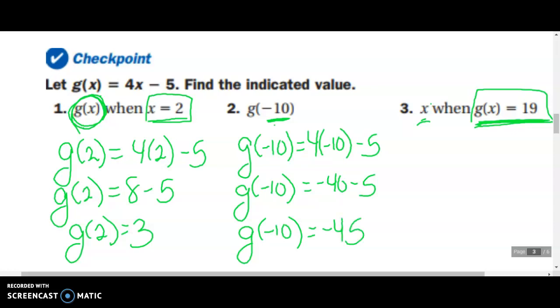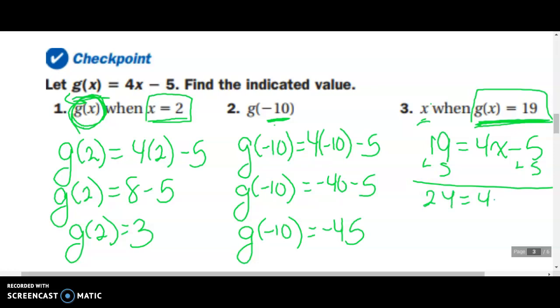And finally, number three, we are actually replacing the whole g of x with 19. So this is going to be 19 equals 4x minus 5. I add 5, I add 5, I get 24 equals 4x. So x equals 6. So I can write that as g of 6 equals 19.